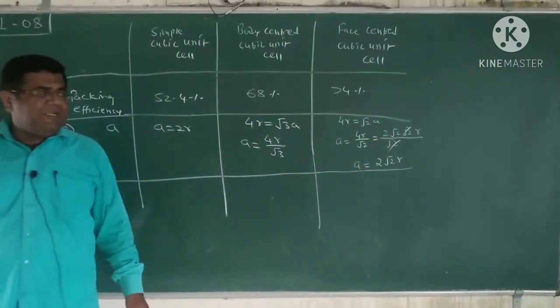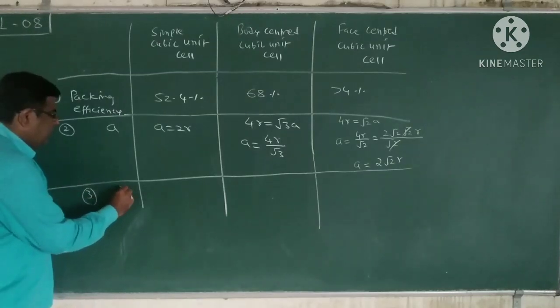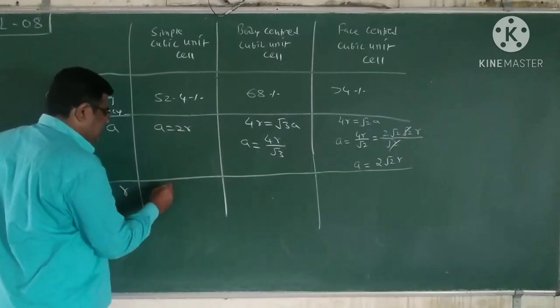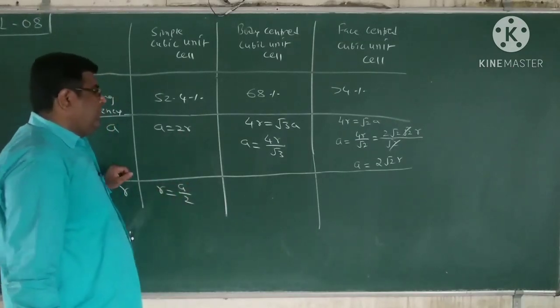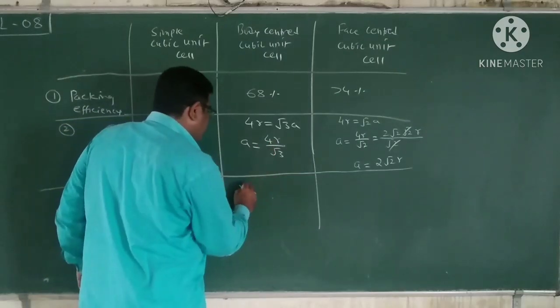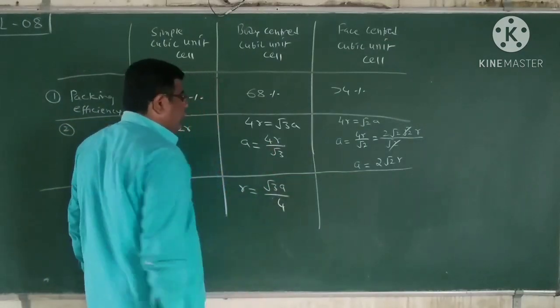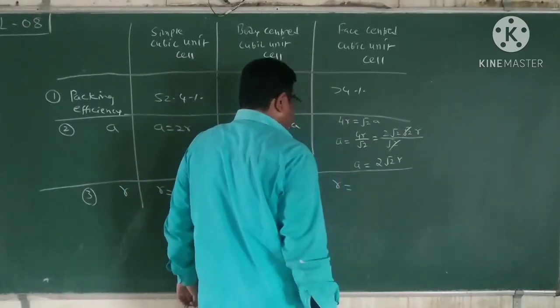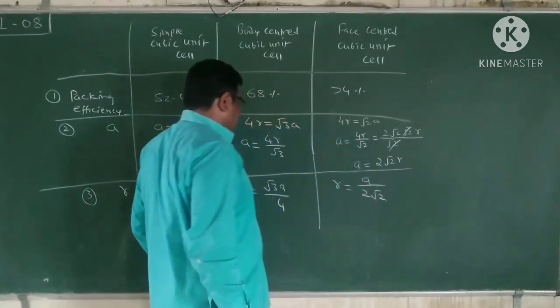Then the third parameter we can write is about the radius. We can write that from this equation, radius is equal to edge length by 2. Radius is equal to square root of 3 a by 4, and radius is equal to a divided by 2 multiplied by square root of 2.